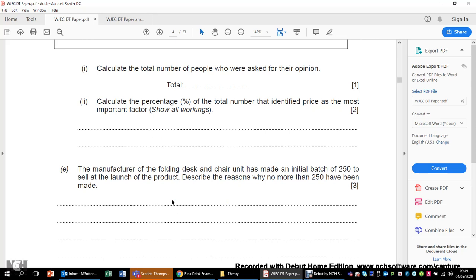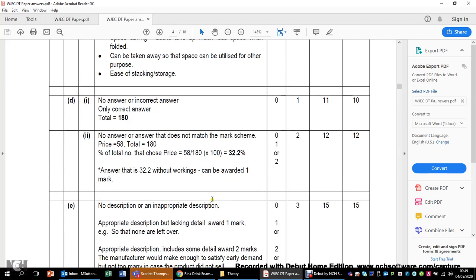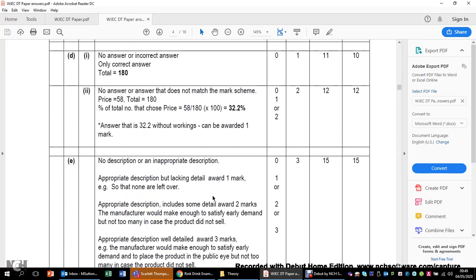So the manufacturer of the desk and chair has made an initial batch of 250. Describe the reasons why no more than 250 have been made. Now, the reason for this, I would say, is always about ironing out the problems, seeing where you want to be able to give people samples, but you don't want to make thousands and thousands and then the product doesn't really sell. You're even more out of pocket than you would have been before. And that's quite an important one. Let's have a look and see what they've actually put down for this.